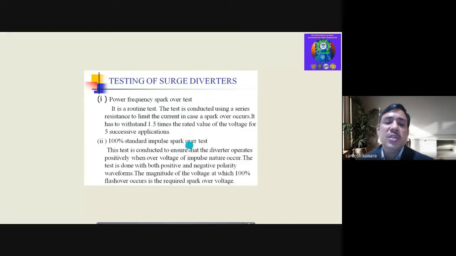Then there is the 100% standard impulse spark over test, which they also conduct especially on the surge arresters.